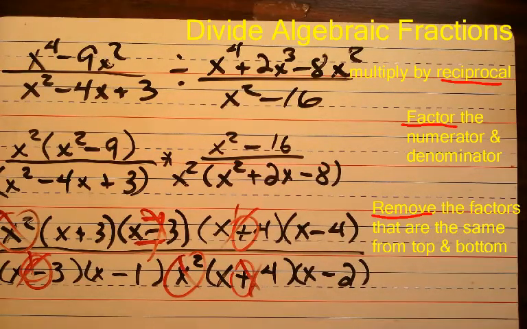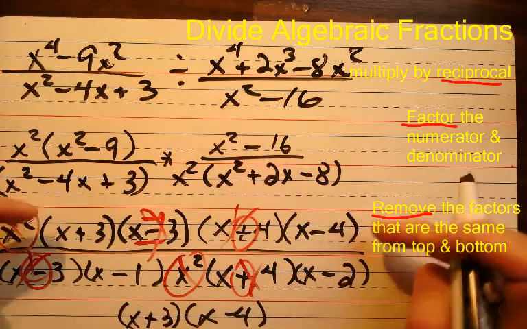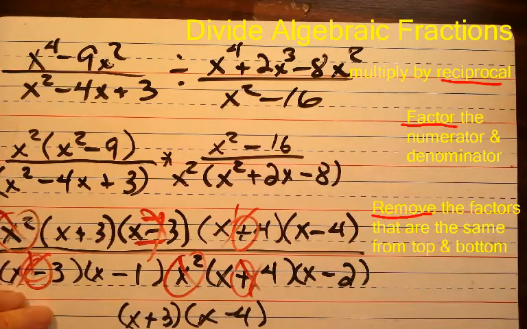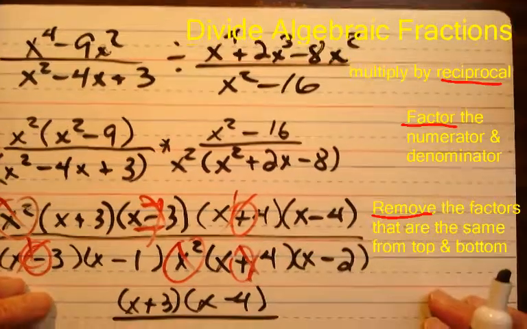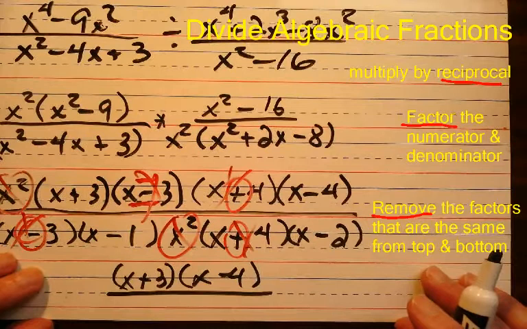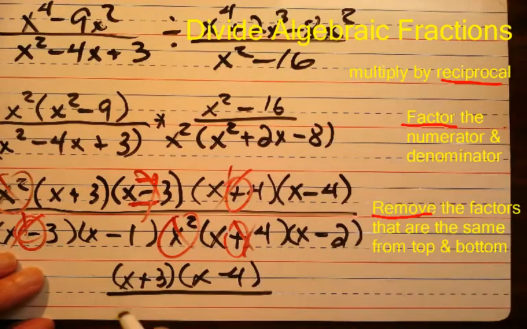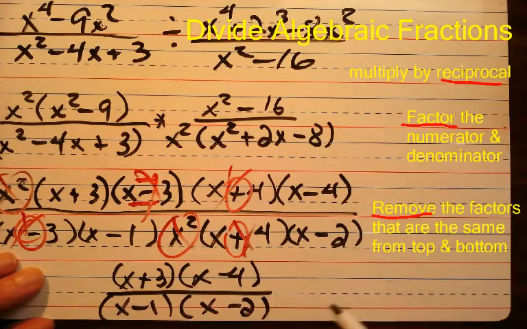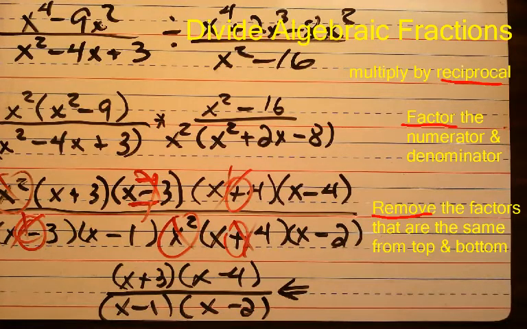So what is the answer? Looks like we're going to have x plus 3 and x minus 4. Those two things are on the top of the fraction. And then on the bottom of the fraction, we've got to scoot it up so I can make sure you see x minus 1 and x minus 2. Ta-da! That's the answer.